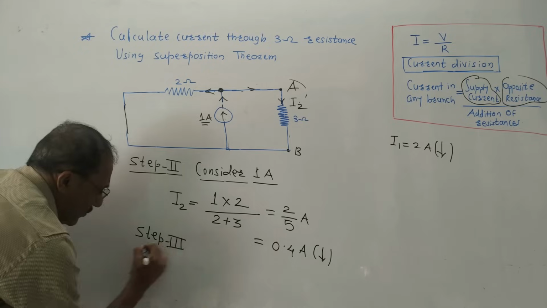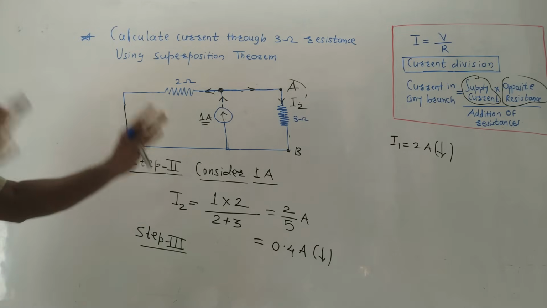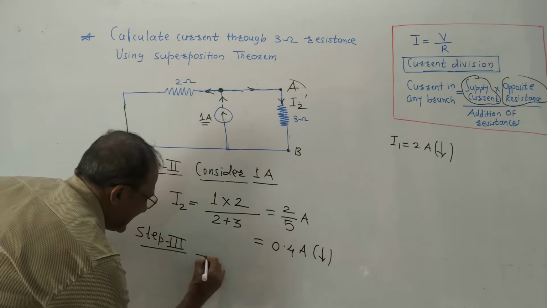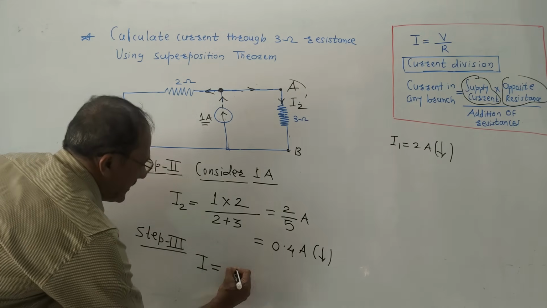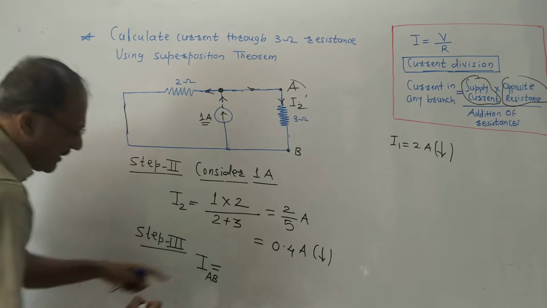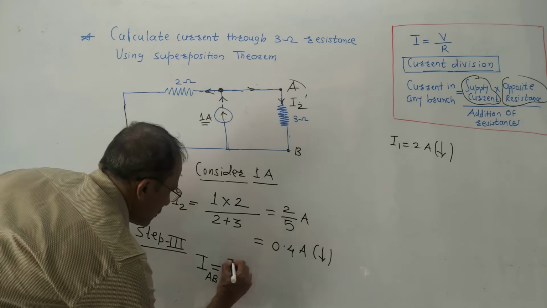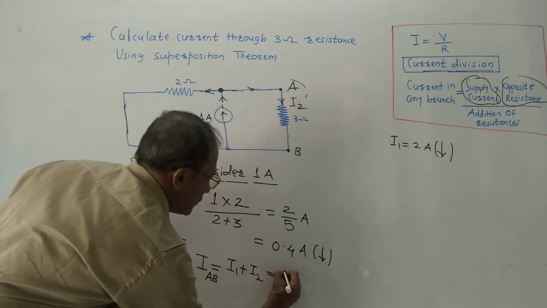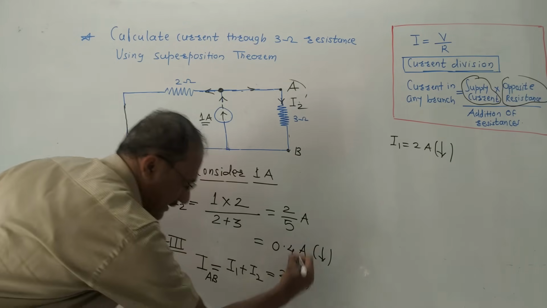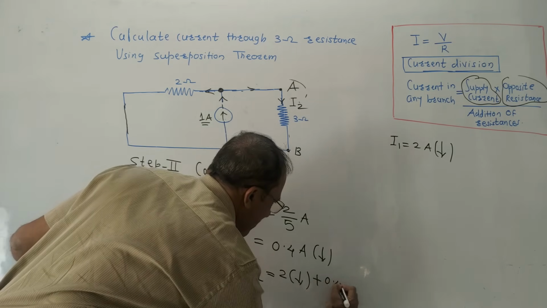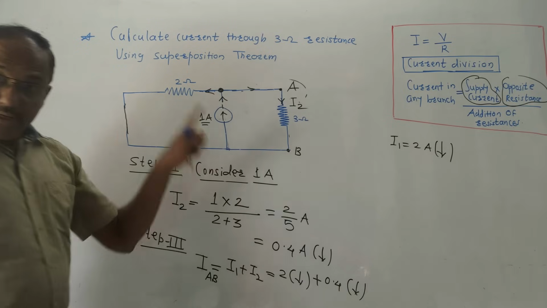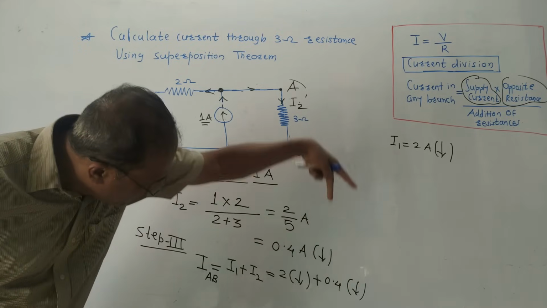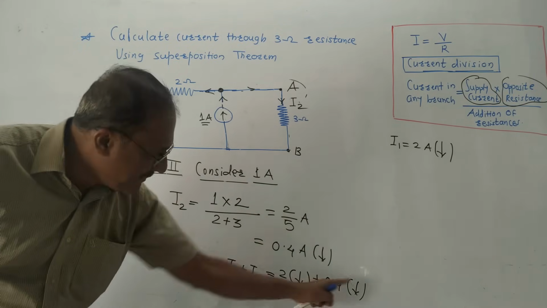In step 3, what are we supposed to do? Just add the answers we calculated in step 1 and step 2. So the final answer is I, that is current, equal to, you can well write this as IAB, current passing through branch AB, is equal to I1 plus I2. So simple addition of these 2 currents, that is 2 amperes, here I have marked a downward arrow, plus 0.4 amperes, again a downward arrow. Keep in mind, while adding, since both the currents are moving in the downward direction, they are in the same direction, I am directly adding it.